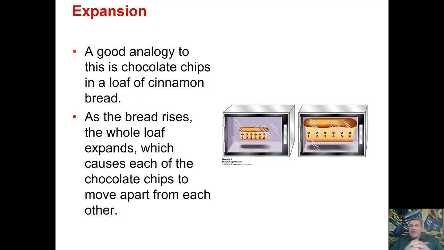Now, in our case, instead of a loaf of bread, we have the universe, and instead of chocolate chips, we've got galaxies, but it's the same idea. If the entire universe itself is expanding, then the galaxies are getting pushed away from each other because of the expansion of space, just like the chocolate chips in the bread are being pushed away from each other as the bread is expanding.